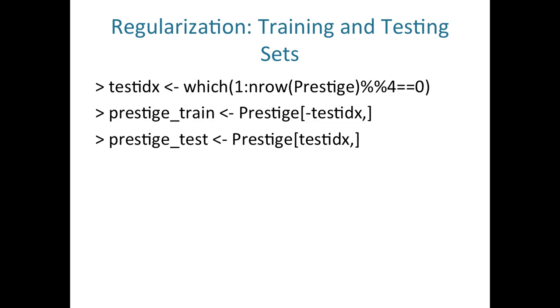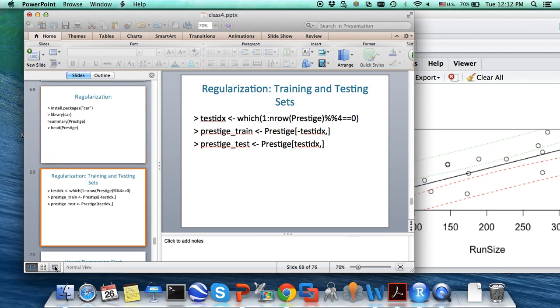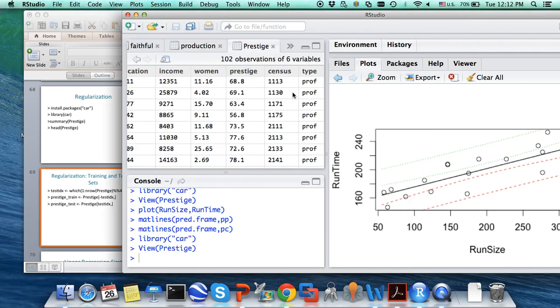In the second line, you see that we are creating the prestige train dataset that has all the columns, and all the rows but the ones in the vector test IDX. And the testing dataset is going to have only the rows in test IDX. So what we are doing here is really simple. It's just taking this table and generating two datasets: the training dataset, which we will use to train our model, and the testing dataset, which we will use to test how good our model is in predicting prestige.